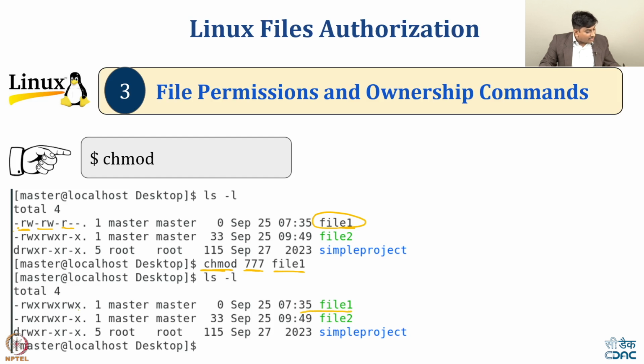Then you can see that the respective permission has been changed from this one to this one. So for this particular file, now everyone can read, write, and execute. So in this way we can change the permissions of a file on the system.